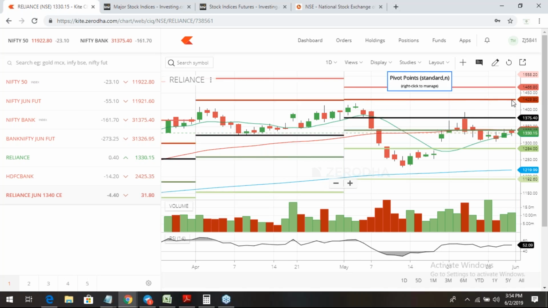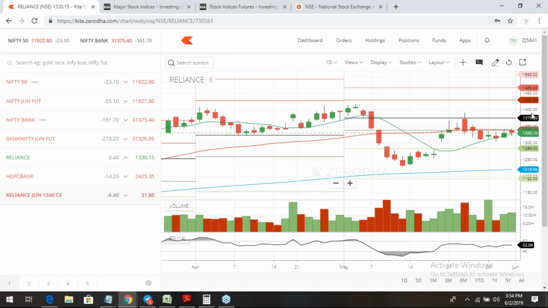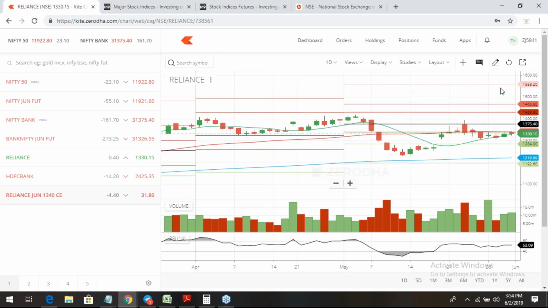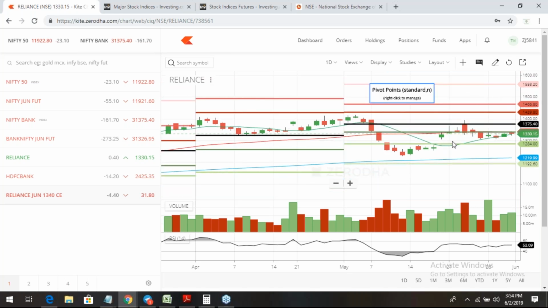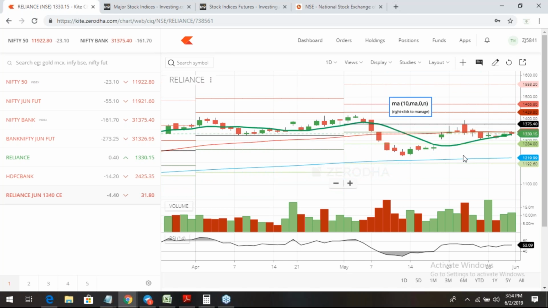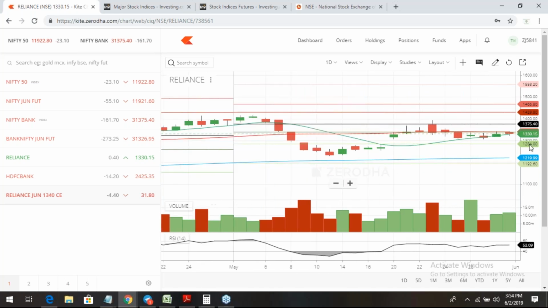So this red line shows resistance 1, resistance 2, resistance 3, and the green line shows support 1, support 2, and support 3. Understood?